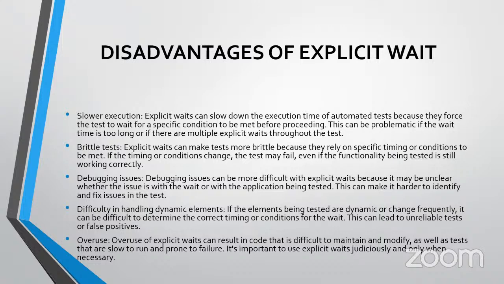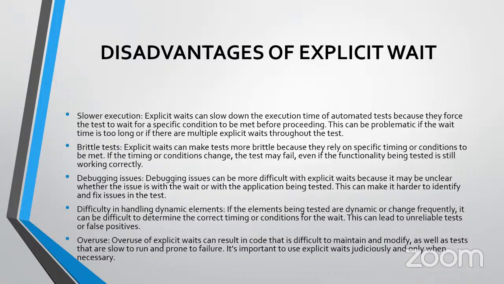Brittle tests. Explicit waits can make tests more brittle because they rely on specific timing or conditions to be met. So if the timing or conditions change, the test may fail, even if the functionality being tested is still working correctly. Another disadvantage is debugging issues. Debugging can be more difficult with explicit wait because it may be unclear whether the issue is with the wait or with the application being tested. And this can make it harder to identify and fix issues in the test.